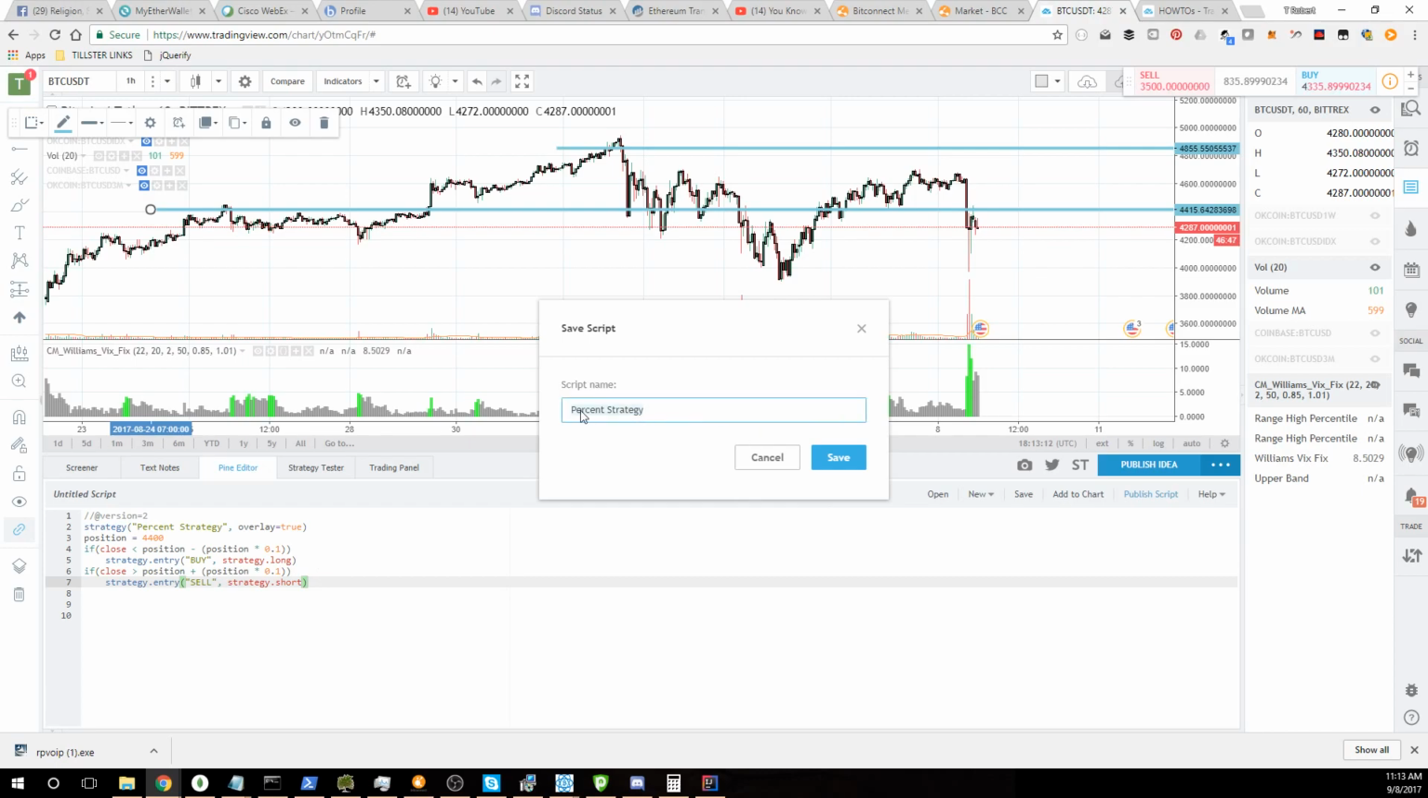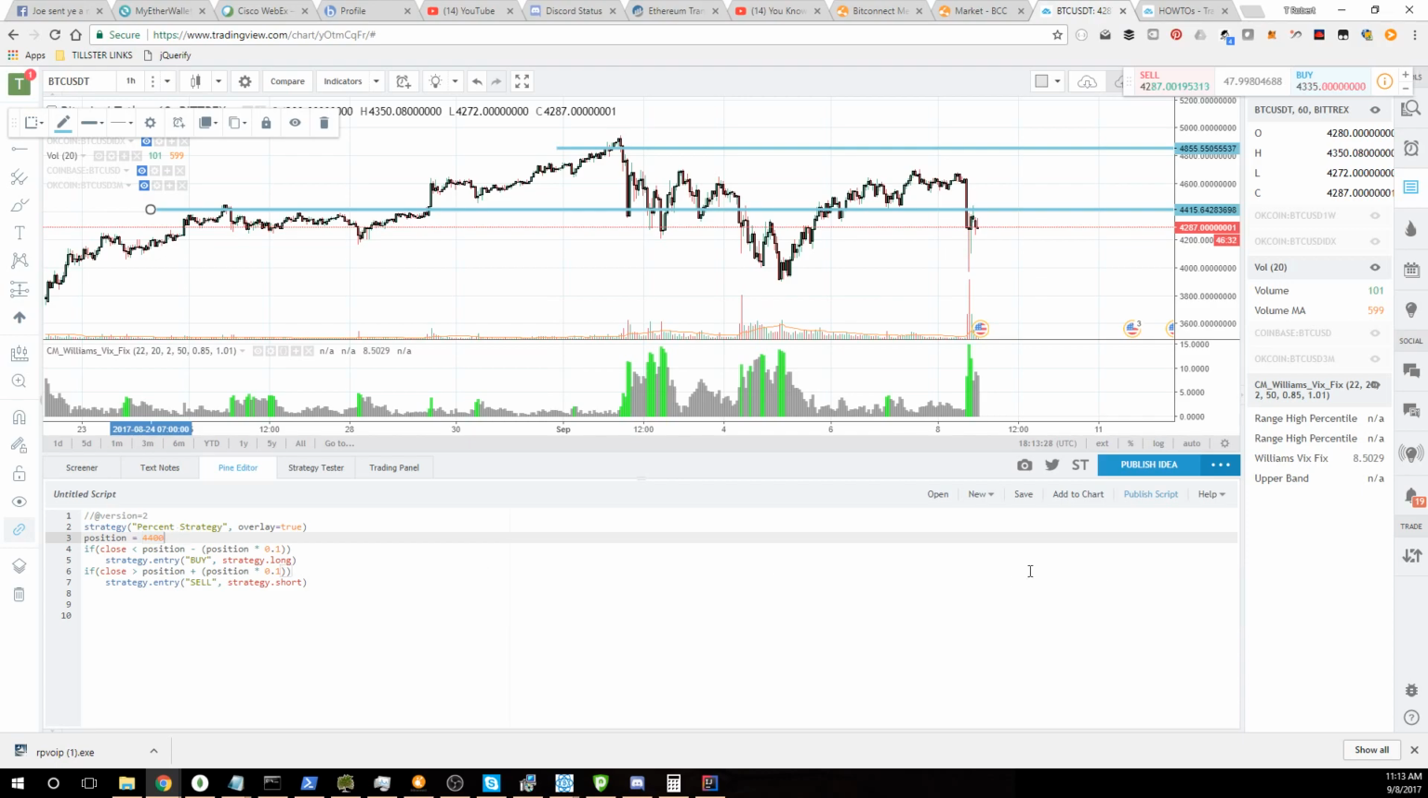We're going to hit save, and we're going to call this our pivot strategy, because what we're doing is pivoting above and below our position at the 10% mark.